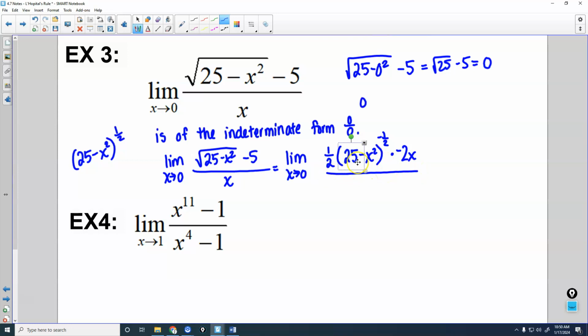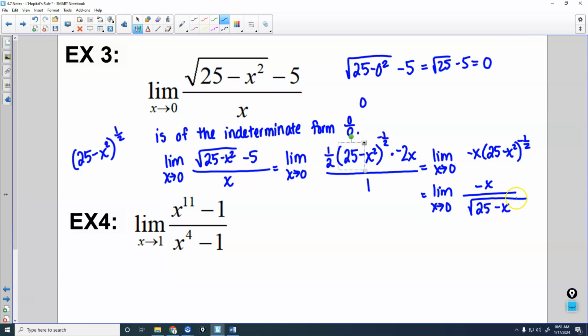Okay. So that's the derivative of the top. Derivative of 5 is just 0. It goes away. What's the derivative of the bottom? 1. Okay. So for this, if we want to clean it up a little bit before we plug in, or you don't have to, but I like to. So that's going to be negative x times 25 minus x squared to negative 1/2, which I'm going to write as negative x over the square root of 25 minus x squared.